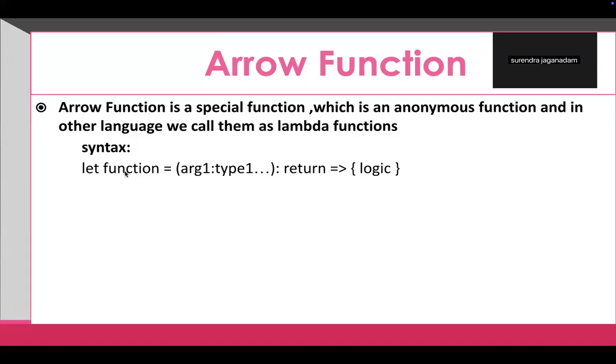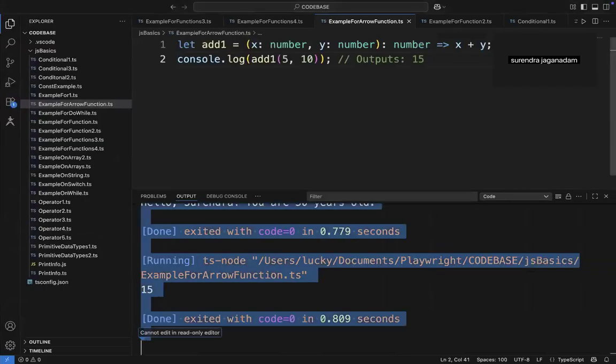The syntax here is: let the variable name where you want to store it is equal to, you just need to pass the arguments and the return type, and then this is the symbol that we need to use, which is the notation for the lambda expression. Okay, fine.